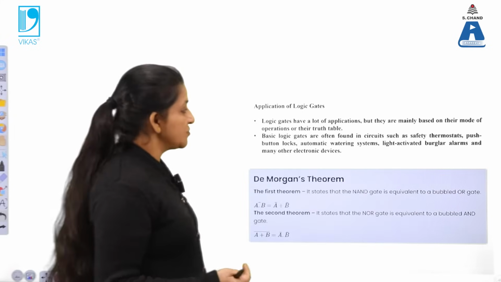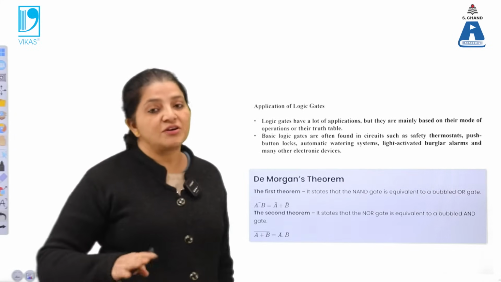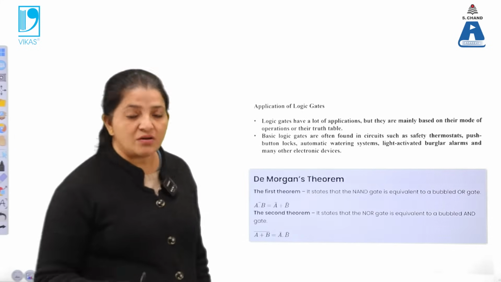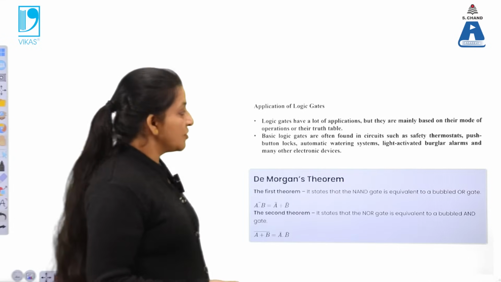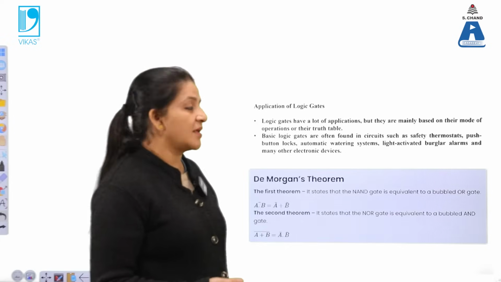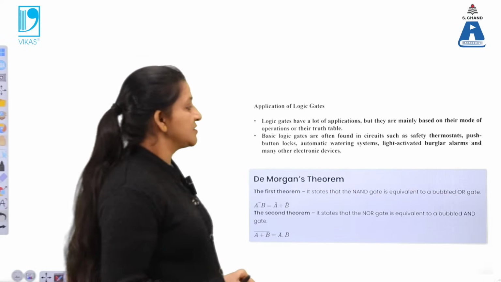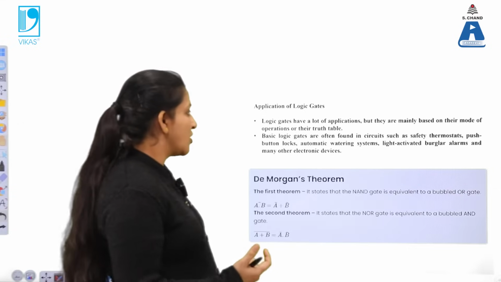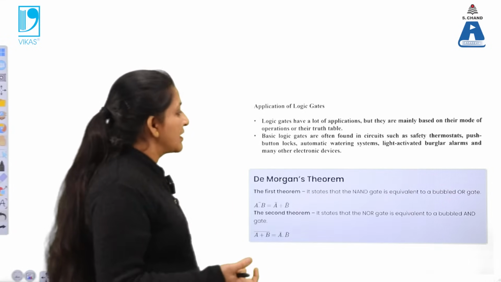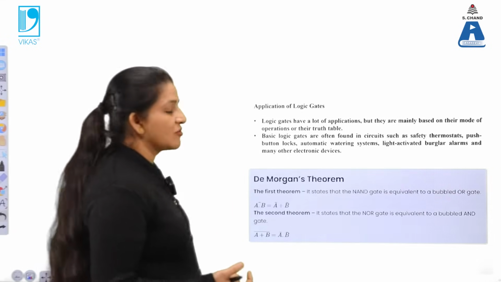Mode of operation means how we can combine the different logical gates like XOR gate, exclusive NOR gates. So different kinds of digital circuits can be made. Basic logic gates are often found in circuits such as safety thermostats, push button locks, automatic wiring systems, light activated burglar alarms, and many other electronic devices.